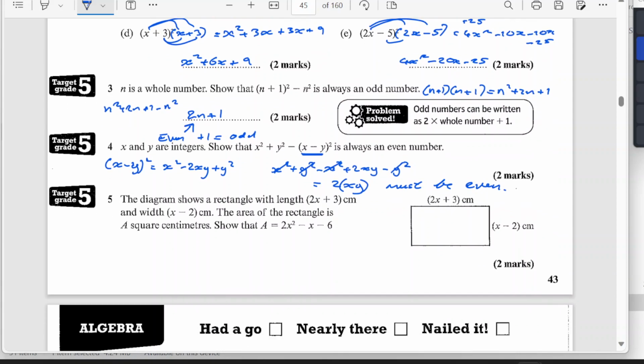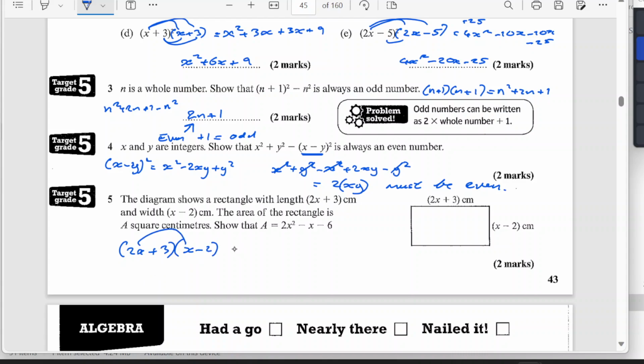Okay, and question 5, here we've got a rectangle. The area of the rectangle is a centimetre squared. Show that a is equal to 2x squared minus x minus 6. So the area of a rectangle is base times height, so I want to do 2x plus 3 times by x minus 2.